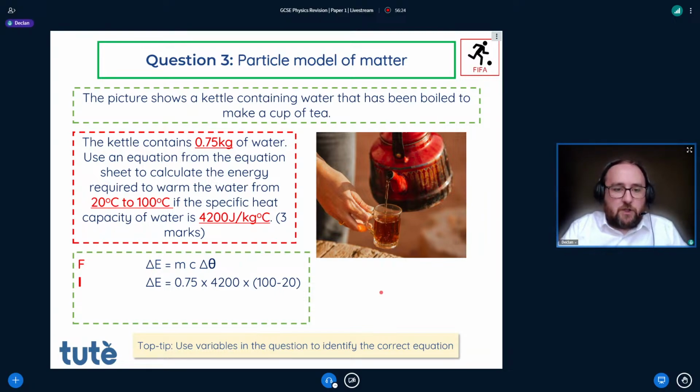We've got our equation there written out. Fine-tuning it a little, so I've done my 100 minus 20. I could have done 0.75 multiplied by 4,200 if I wanted to, but whatever makes you feel comfortable.